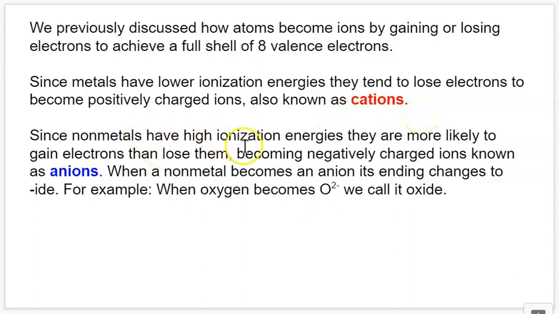Since nonmetals have high ionization energies, they are more likely to gain electrons than lose them because of the high cost to remove them. And when they become negatively charged ions, when the electrons exceed the number of protons, they become known as anions. And then a quick note about anions: when a nonmetal becomes an anion, we change the ending of its name to "ide." For example, when oxygen becomes 2 minus, we call it oxide.